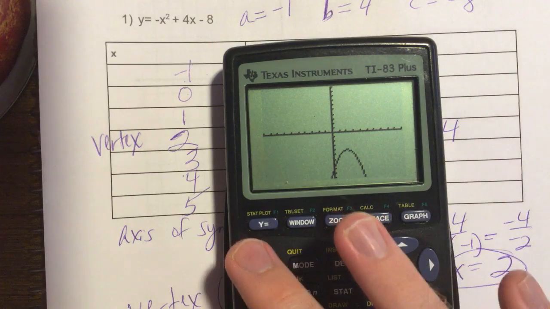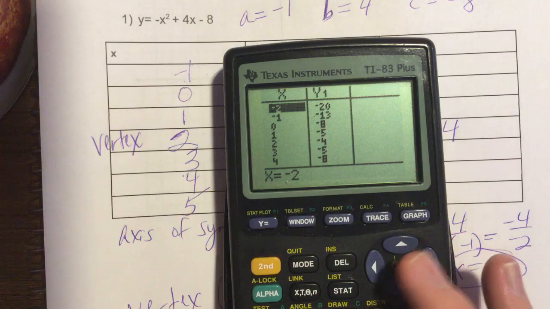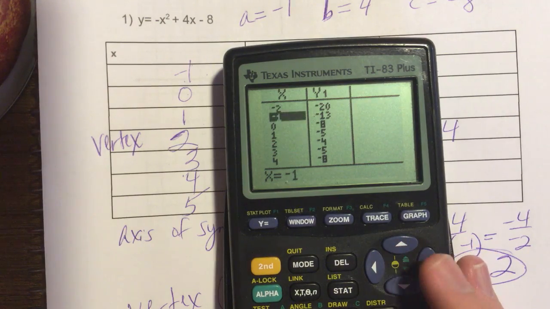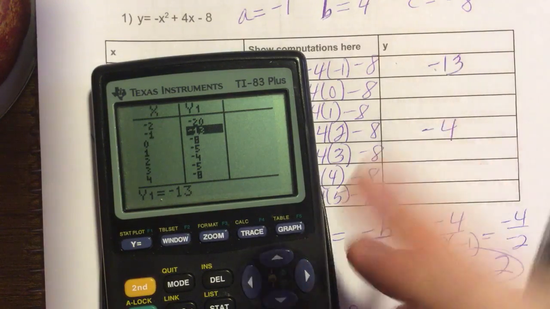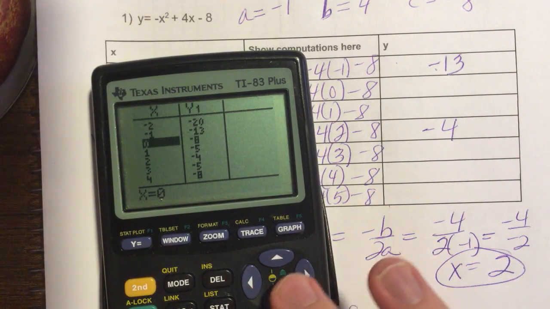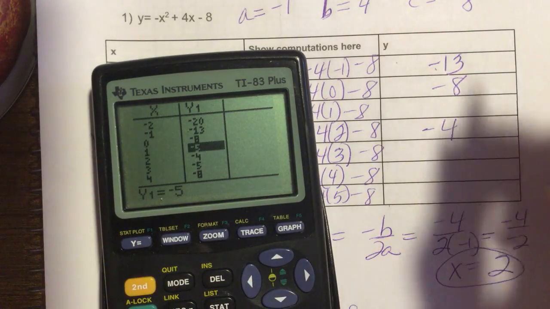So if we want to find the table of values, we do second graph. That's why table is above there in gold. And my x value is -1. My y value is going to be -13. X is 0. The y is -8. X is 1. The y is -5.